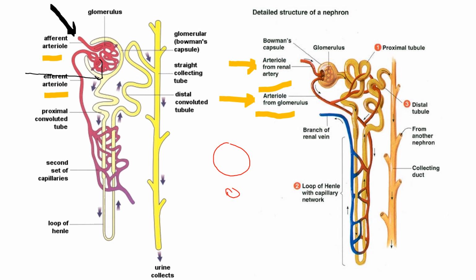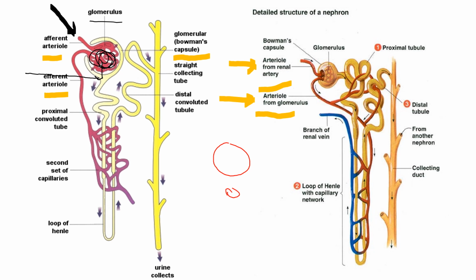That is Bowman's space. So this knot of capillaries here is called the glomerulus, and then that cup-like thing surrounding it is Bowman's capsule. You can see Bowman's capsule over here. So you can see here is Bowman's capsule.